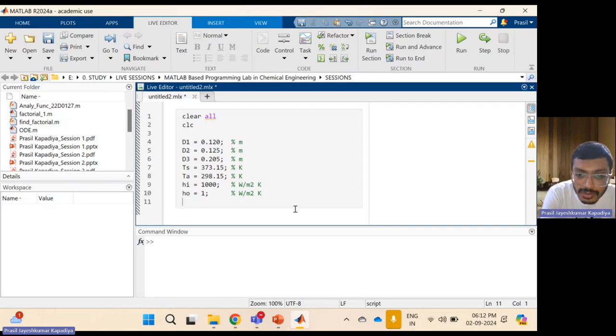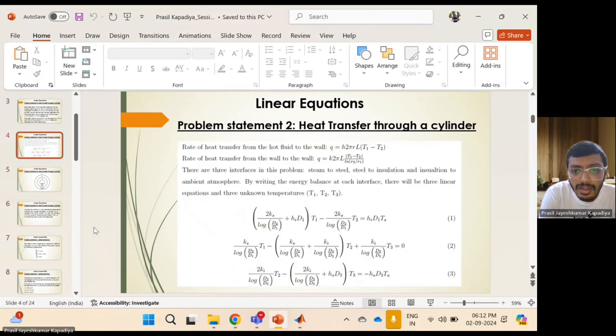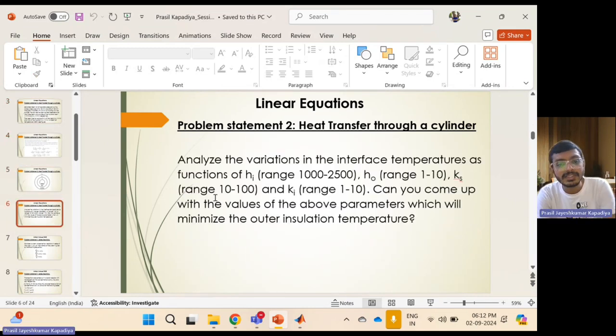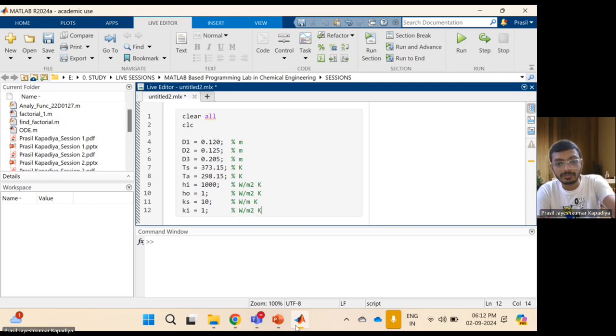Now what is told? Ks and Ki, thermal conductivity. Ks is equal to, let's take 10 first value and Ki is equal to 1. Ks is equal to 10 and its unit is watt per meter Kelvin. So this is Ks and Ki, thermal conductivity of insulation. So this is 1 watt per meter Kelvin.